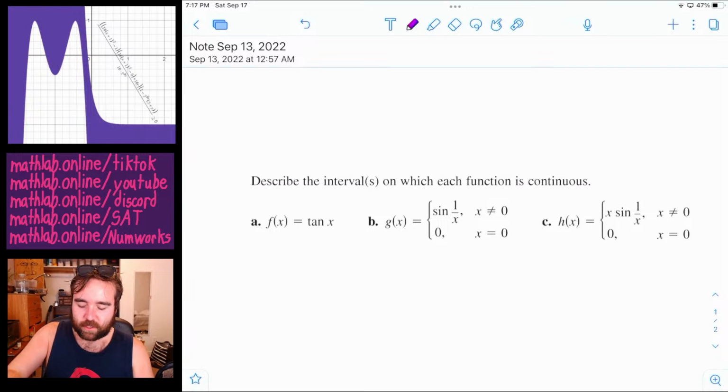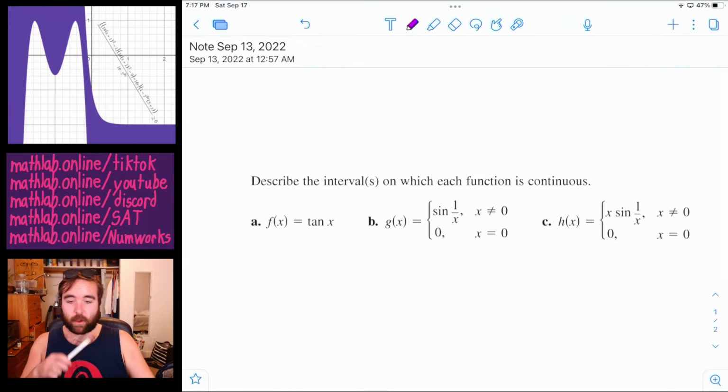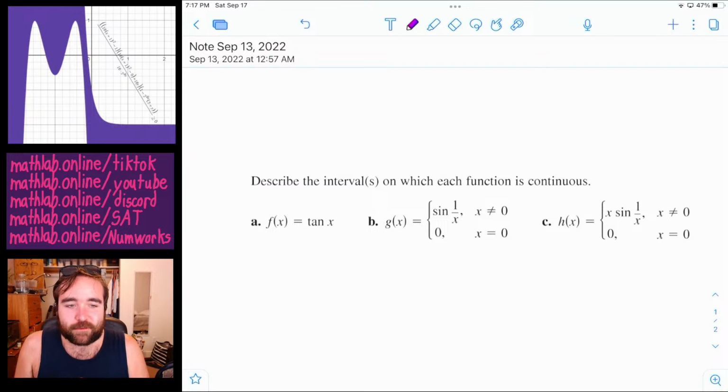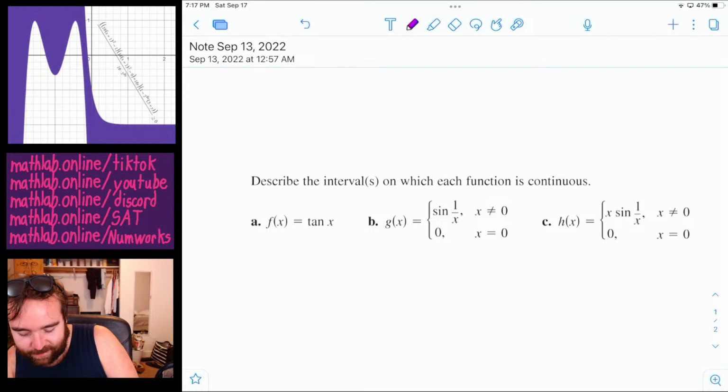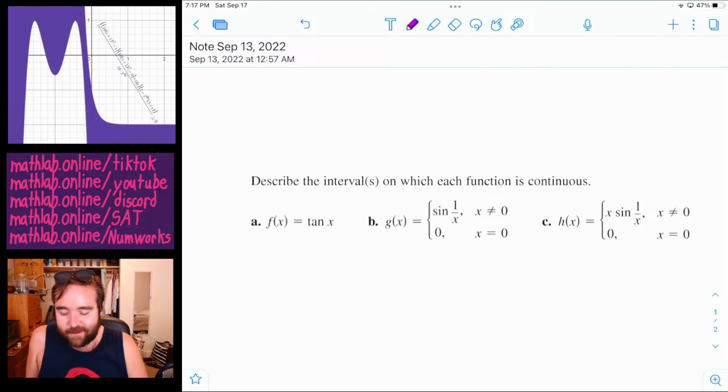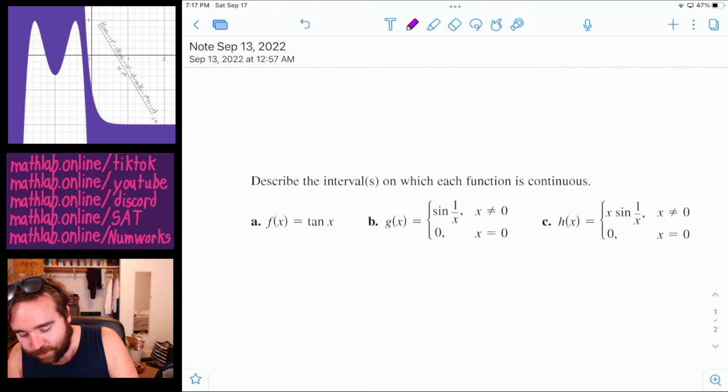Alright, I don't remember if I screenshotted this, so let's do it again. Okay. Discuss the intervals on which each function is continuous. So, we're just going to think of the graphs, and we're going to do some various things. This is not a simple thing necessarily. So, A, when is the graph of tangent continuous? Well, we ought to know what the graph of tangent looks like. I forget a little bit.